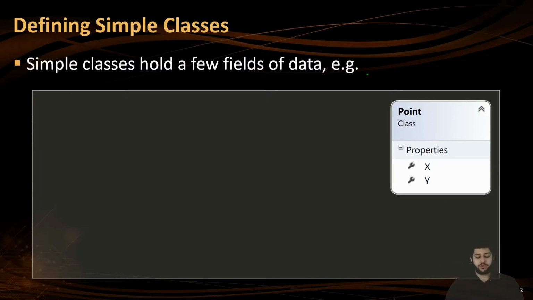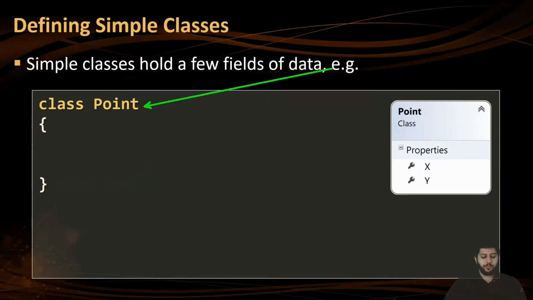So the first thing is that we need to have the definition. We have class Point. This is the first step towards creating your own class. Now, after we have defined the name of the class, we have the keyword class, the name of the class, and the body of the class, which is defined in curly braces.